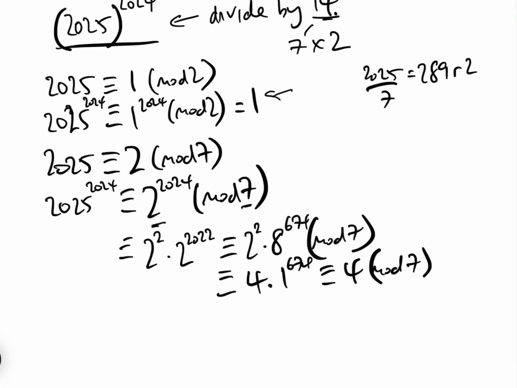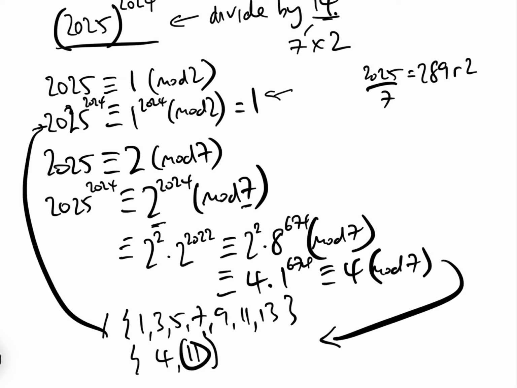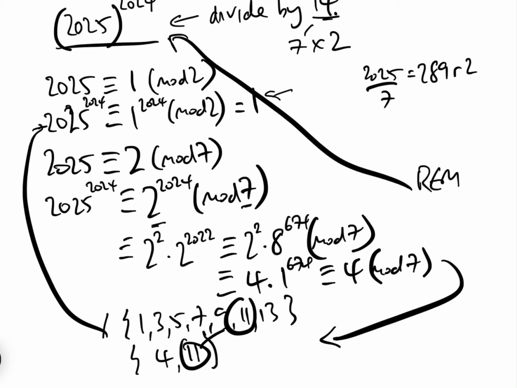So therefore we know that 2025 to the 2024 mod 14 is going to be, from here, in the set 1, 3, 5, 7, 9, 11 or 13, and from here it's going to be in the set 4 or 11. The only number which is in both of those sets is 11, and so therefore we know that 2025 to the power of 2024, when divided by 14, has a remainder equal to 11.